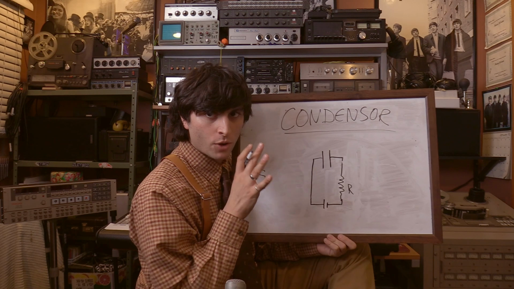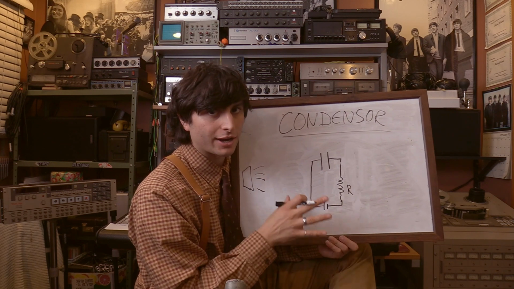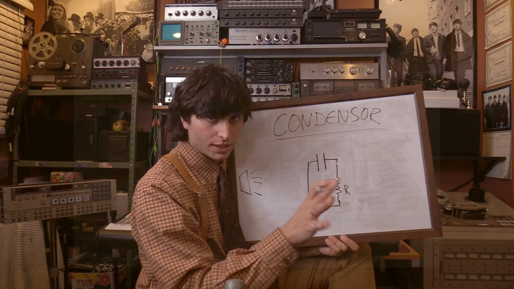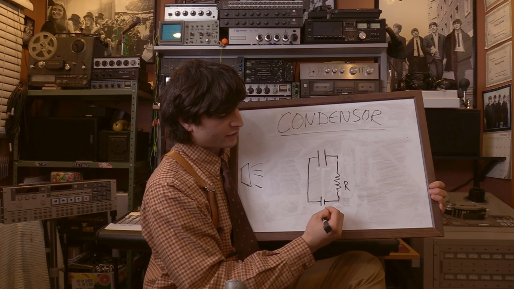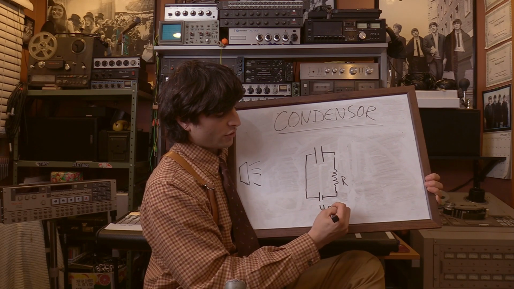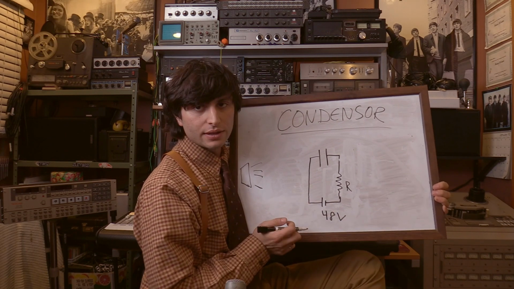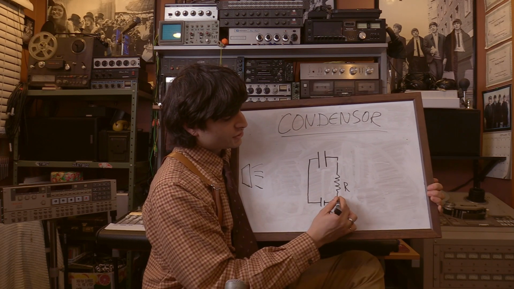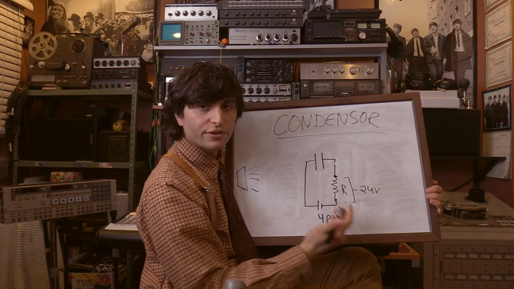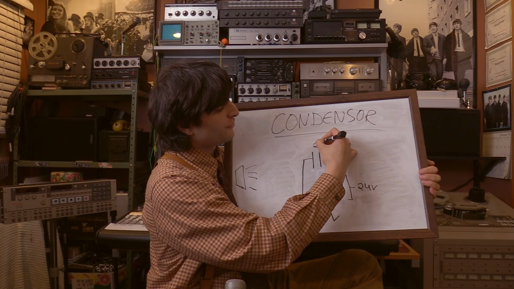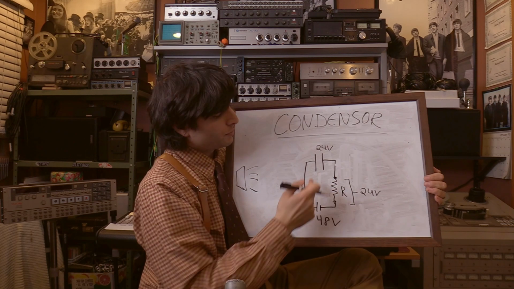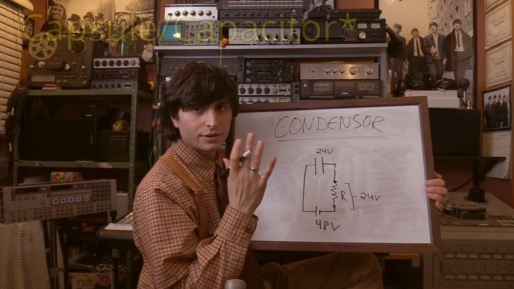Now, this is a really, really simple circuit diagram for a condenser microphone. In actuality, it is much more complicated, but this is just to understand the basics. And let's just say, for example, we have 48 volts being supplied by this external source. We are seeing a 24 volt drop between this resistor and a 24 volt drop between the diaphragm.